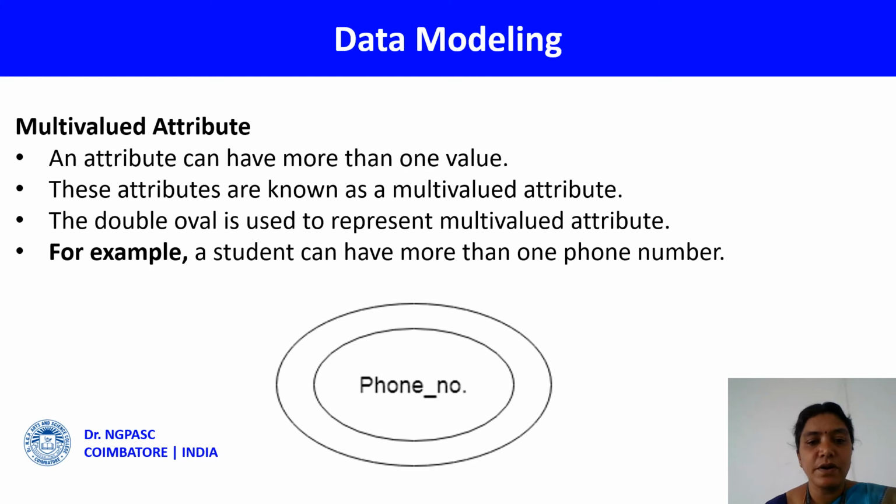For example, since we have considered the student database, here the phone number attribute may have multiple values. That is, a student may have alternate phone numbers.